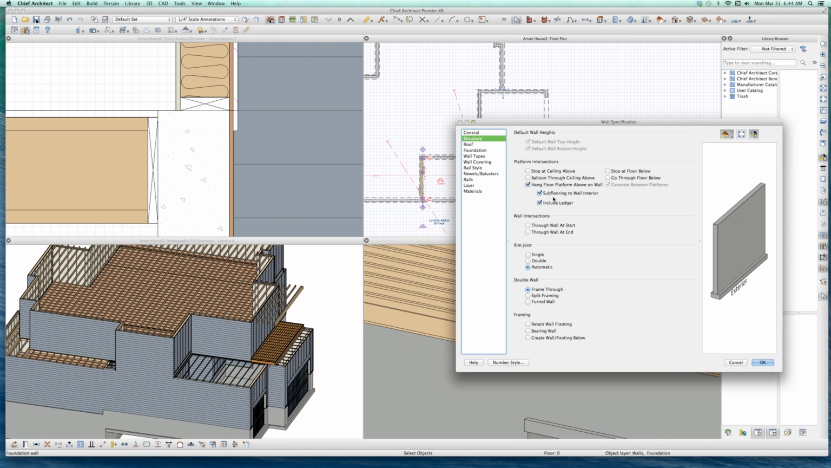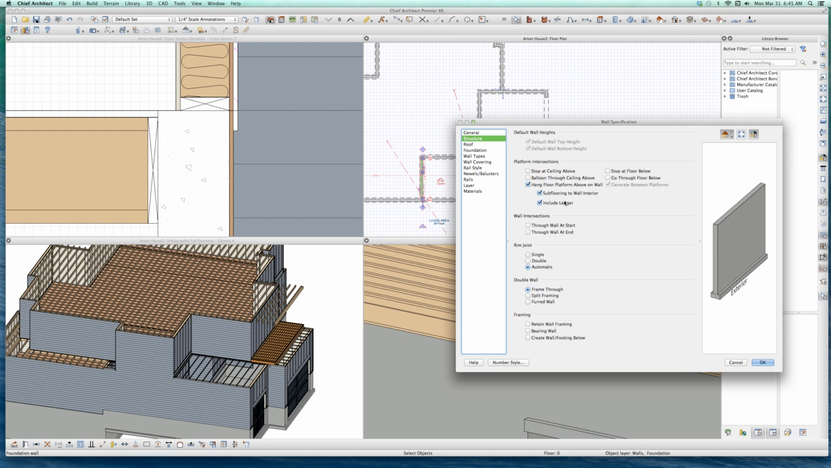And I do want to include a ledger. Now, how do you control the size of the ledger? I don't know. It's probably the thickness of the floor joist if I had to guess. Quite frankly, I don't know. And so that's kind of cool. I think that's kind of cool.